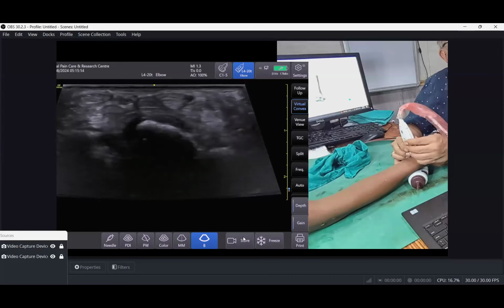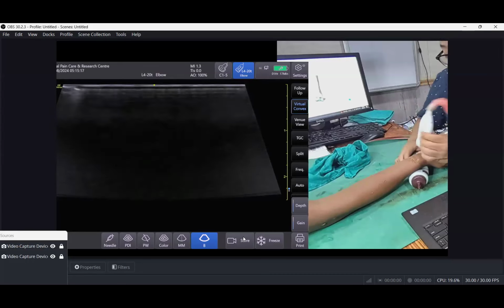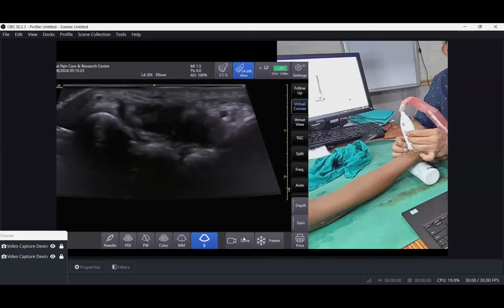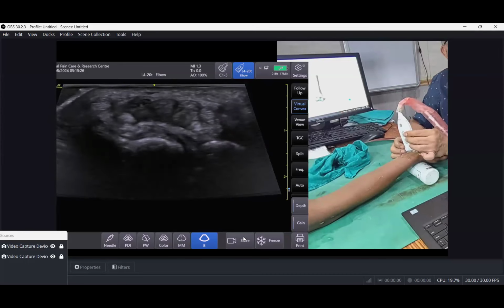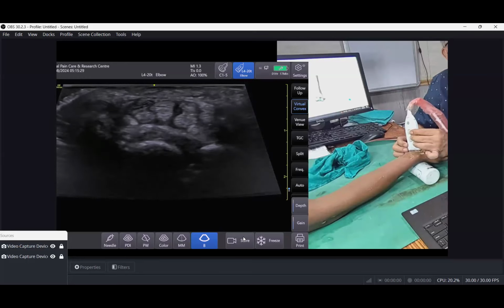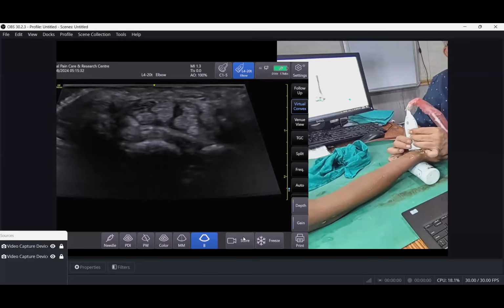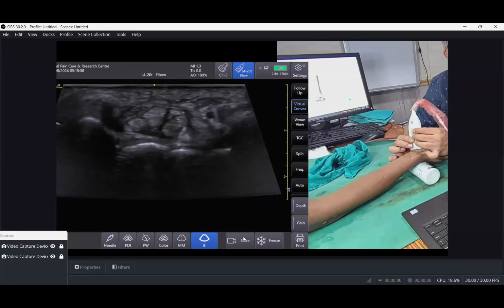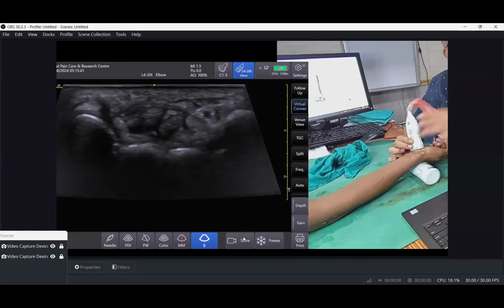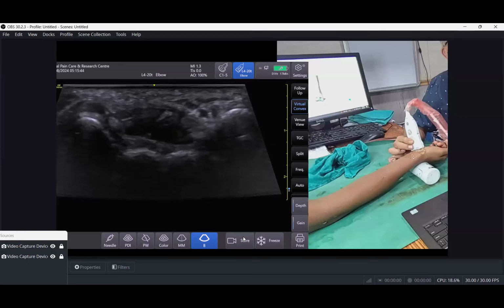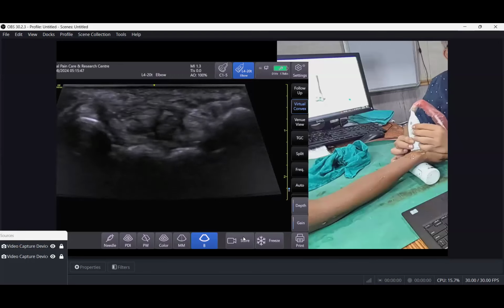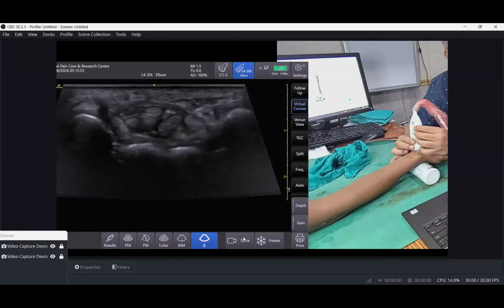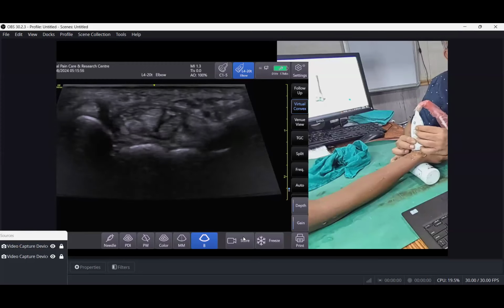If this is the carpal tunnel, and I move my probe like this, you can see various hyperechoic tendons as well as the nerve. But if I tilt or angulate my probe, the anisotropic effect in the tendon will be much more than in the nerve. That means the nerve stays the same whether I tilt like this or that, but you can see the anisotropic effect on the tendon will change. This is one of the tricks.